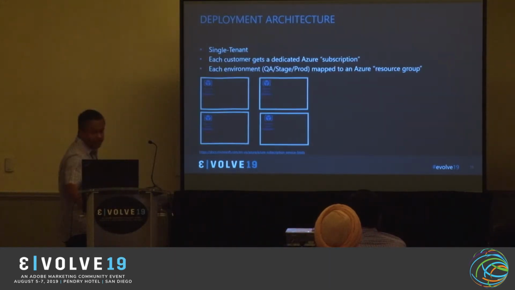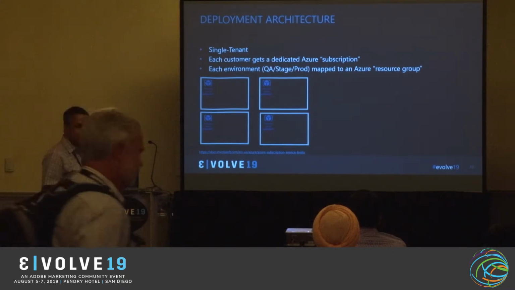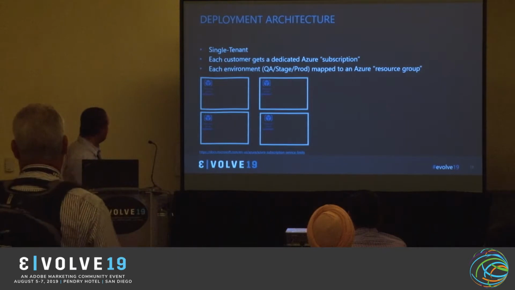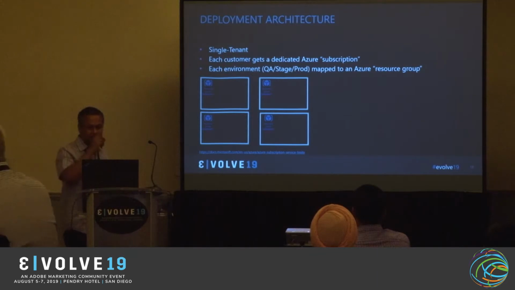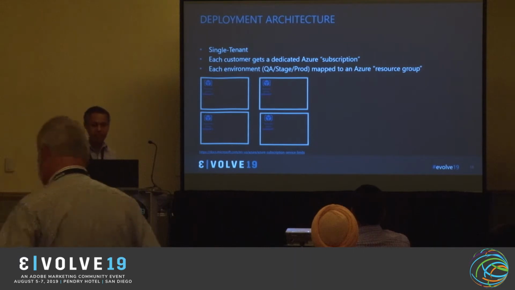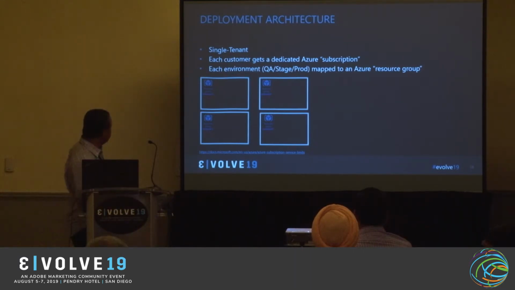In terms of our own deployment architecture, we treat every customer as a single tenant, meaning each customer gets their own Azure subscription, which is a natural security boundary in Azure. Within that subscription, we map environments like QA, test, development, staging, and prod to what are called resource groups, which are basically containers that you can deploy things into. That's our model. There will be a stage resource group and a prod resource group, and you can isolate network traffic between those using VNet security rules.